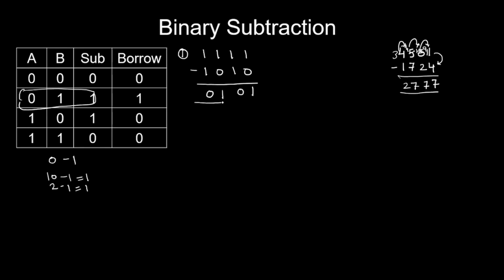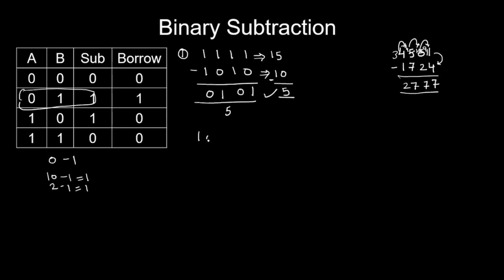Now let's see their decimal equivalents. 1111 is equal to 15 and 1010 is equal to 10. When you subtract 10 from 15, you get 5. As you can see on the screen, the decimal equivalent of 0101 is 5, which means your answer is correct. In this way you can cross check your answers. Okay, there can be one more situation.